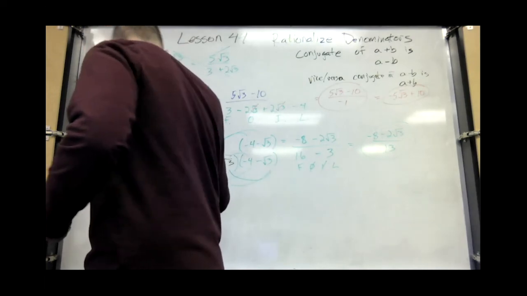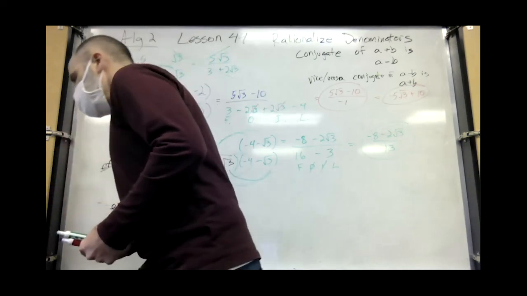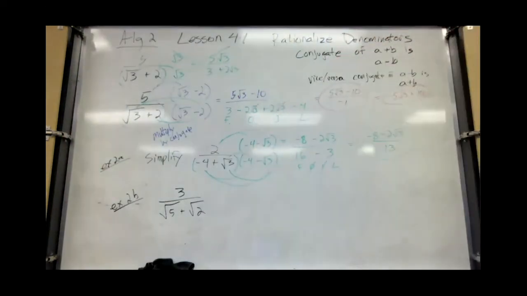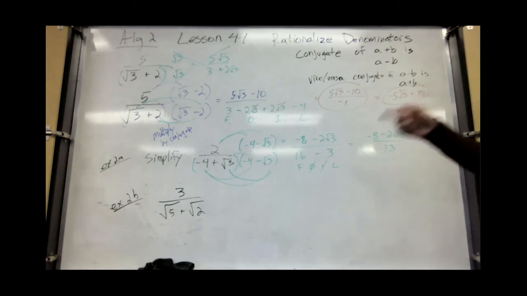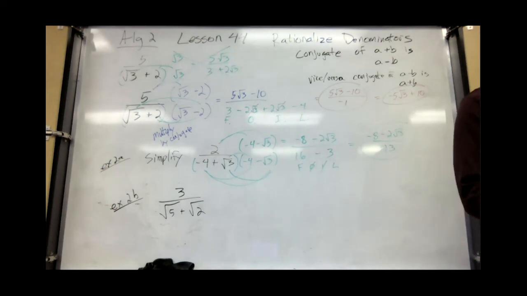See if you can do this one. 3 over radical 5 plus radical 2. That's okay. There's nothing wrong with that. You can still multiply by the conjugate. Do it. So you're not going to FOIL it out. You don't have to even do the outside and inside products. You could probably do this one in your head.